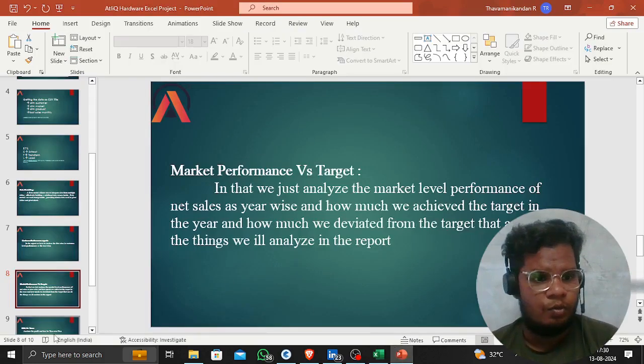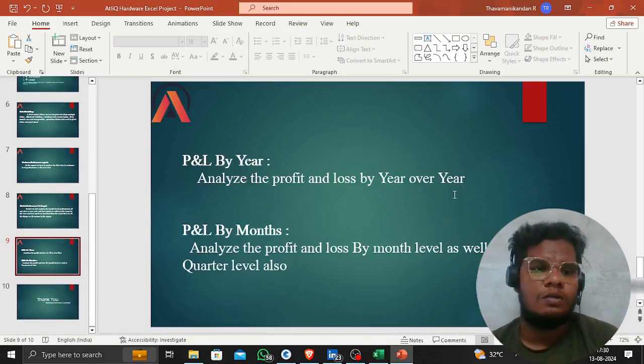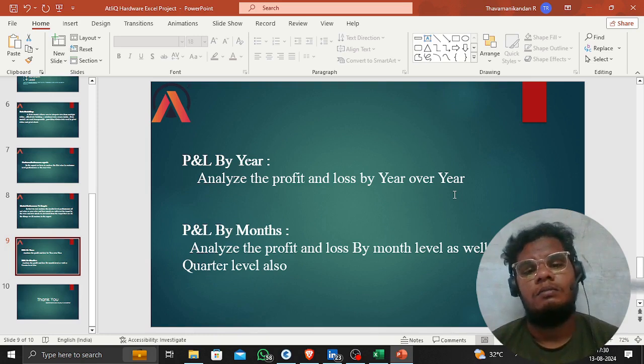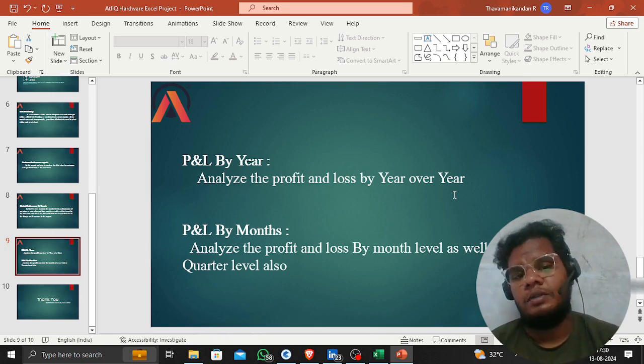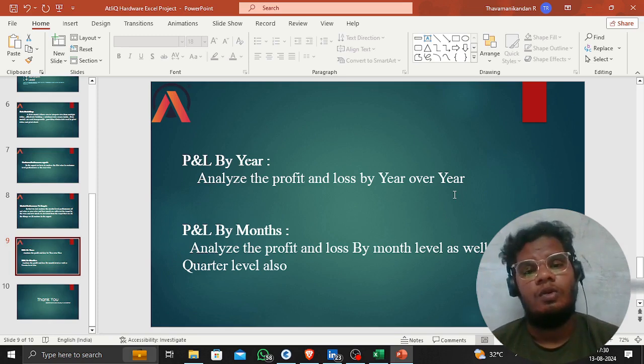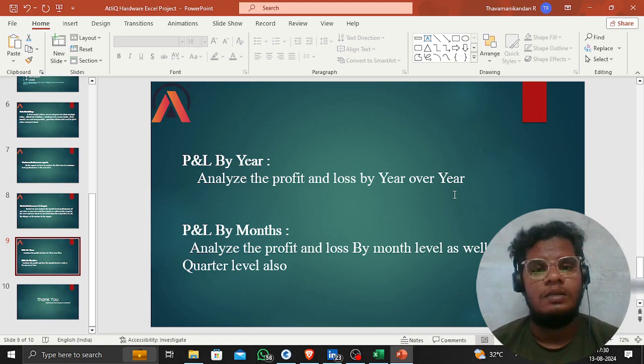And after that we are moving to the profit and loss by year. Analyze the profit and loss year over year as well as profit and loss by month level and the quarter level also. Both of the things are very important for any organization, because year wise also we have to measure the profit, because we are always running for the profit, right? Profit as well as customer satisfaction, so many things are included. But in manufacturing or any organization, the main motive of the business is that we need to gain the profit, right?